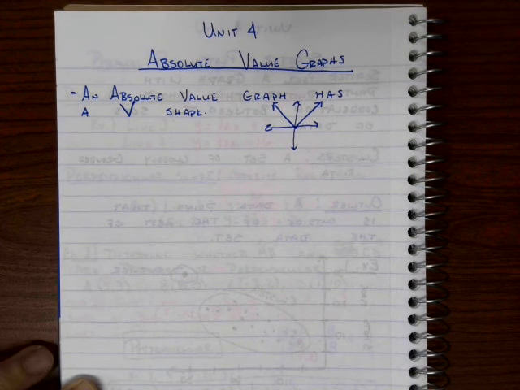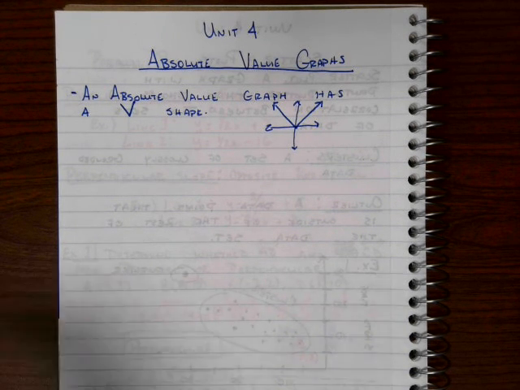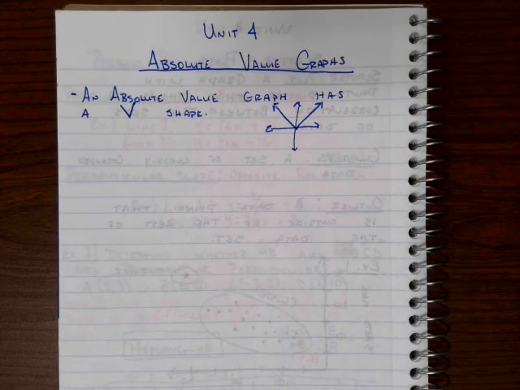The reason is, think about it, what's the absolute value of -1? It's 1. The absolute value of 1 is 1. So they kind of reflect each other. So it has a V shape. What I'm going to do is put an example down and talk about some different characteristics of the example and how to graph that. And then we will do another example where we'll do it mathematically.